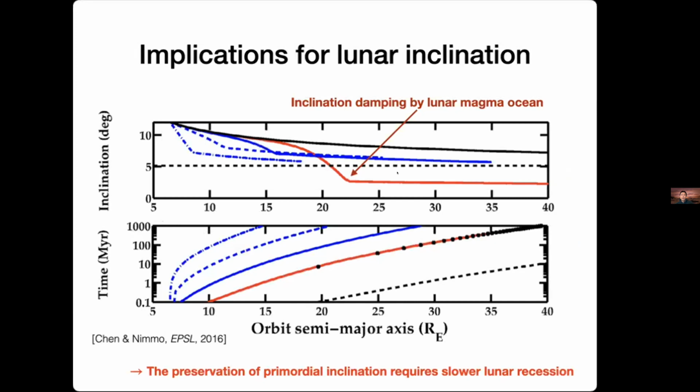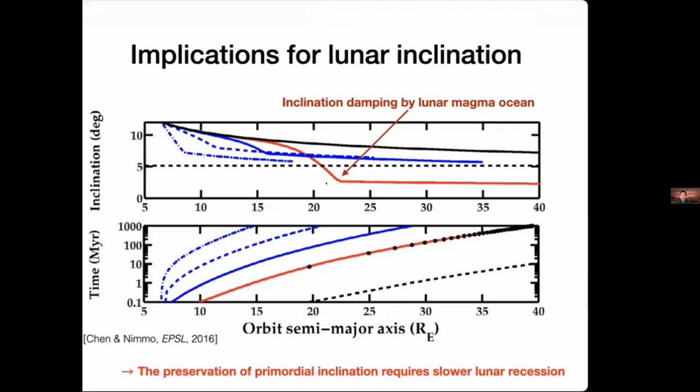This was first pointed out by Cheng and Nimmo, and these are figures from the paper. The horizontal axis is lunar distance, and this is time. These blue lines correspond to slower lunar dissipation scenarios than this red one. And the top panel shows the corresponding lunar inclinations. So if the moon is receding as fast as this red line, you likely have the lunar magma ocean, and the primordial inclination is reduced substantially like this, when the lunar distance approaches 20-some Earth radii. But if the moon is receding slowly enough, you can keep a large fraction of the primordial inclination.